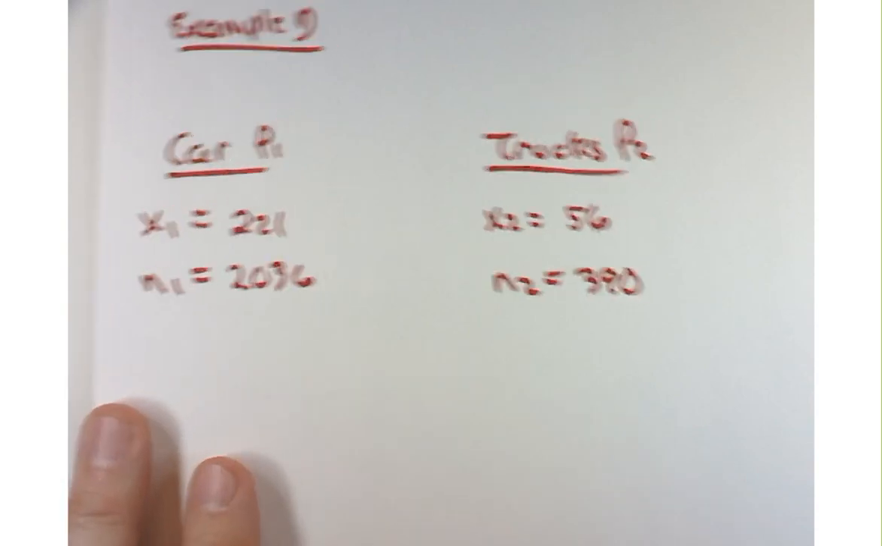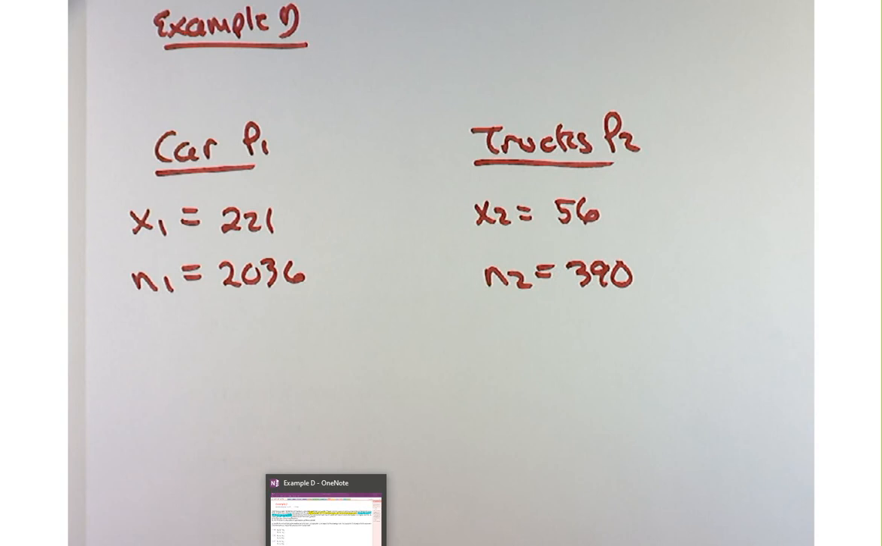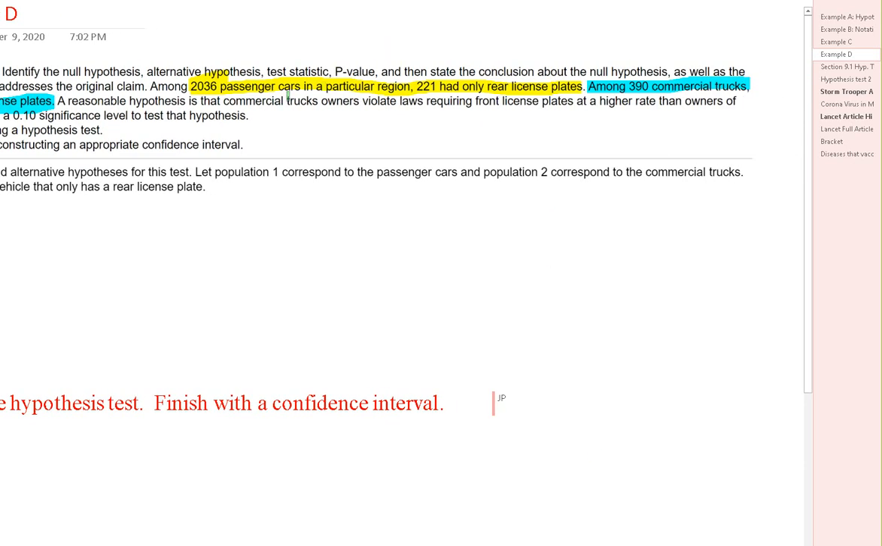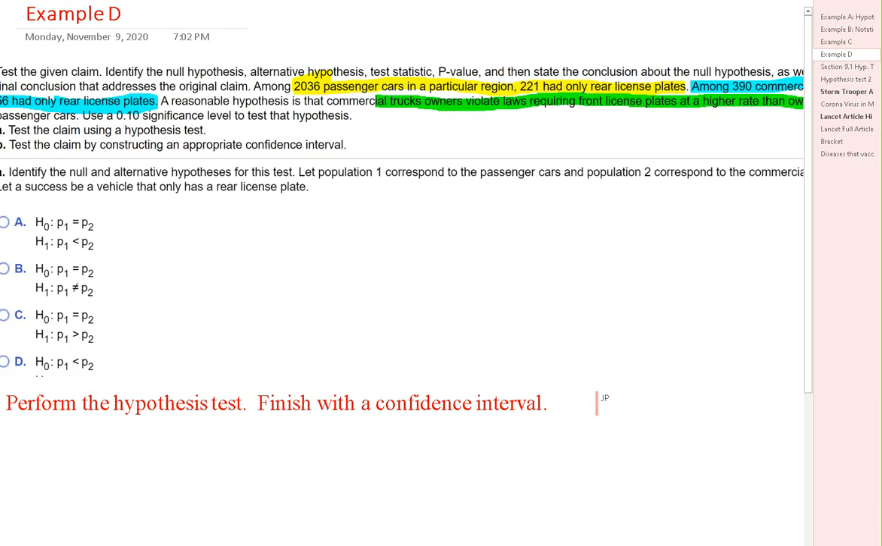So this is example D. A reasonable hypothesis is that commercial truck owners violate laws requiring front license plates at a higher rate than passenger cars. So we're going to have to figure out what to write in terms of an original claim. If they violate laws at a higher rate, now I'm assuming that you have to have both a front and a rear license plate. So it means their rate of having only a rear license plate would be higher. So commercial truck owners violate laws requiring front license plates at a higher rate than owners of passenger cars.